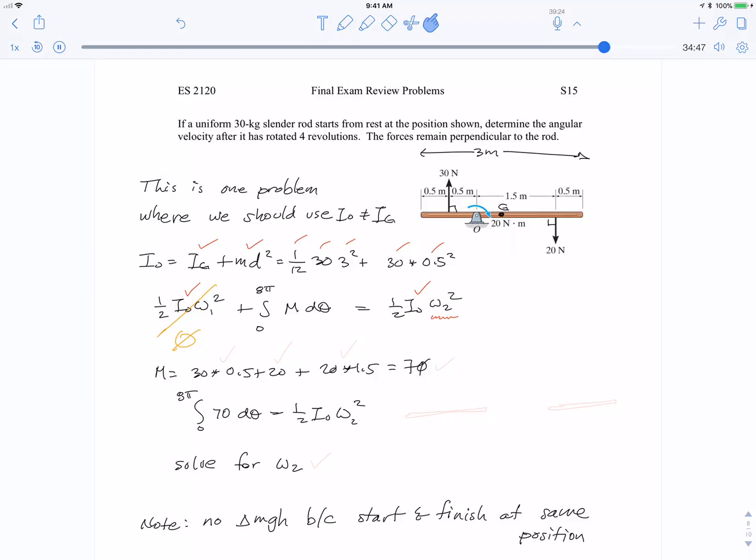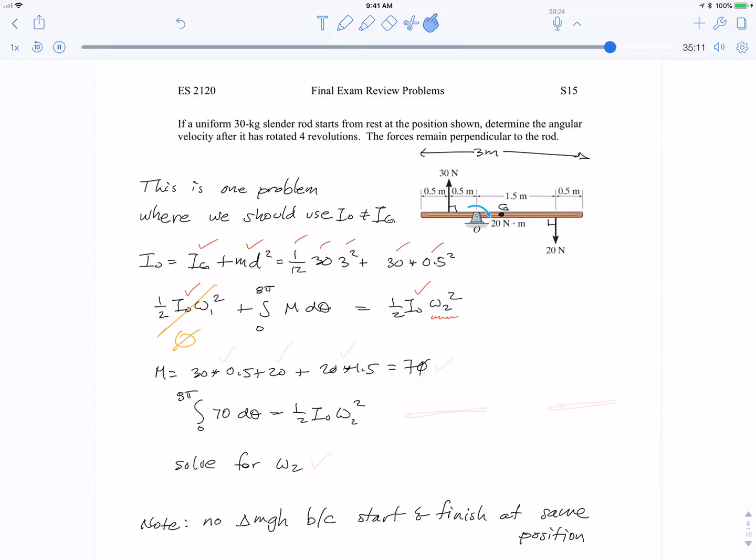Okay, so the work, the angular work about that middle, it's similar to force times distance. It's moment times angle. And so the total work done is the total moment times the angle, and it's 4 revolutions. You need to change that to radians, 2 pi per revolution, so 8 pi.